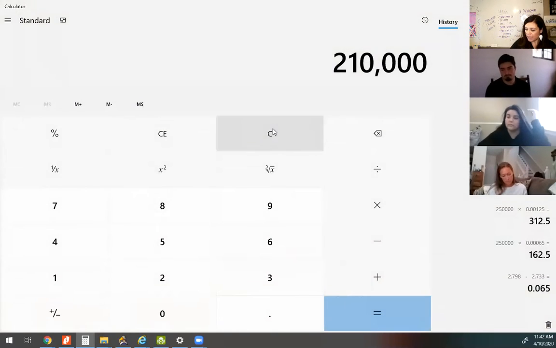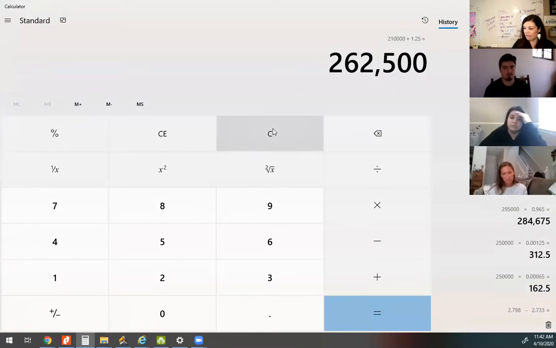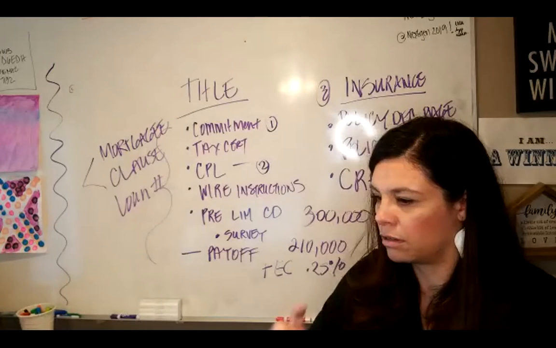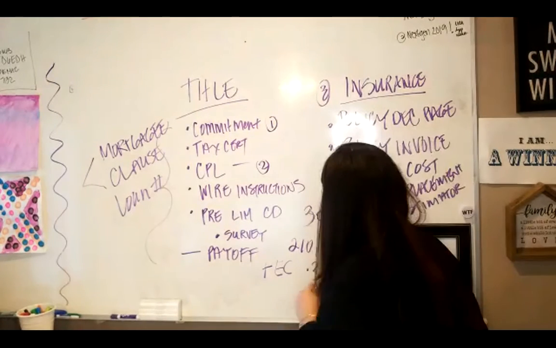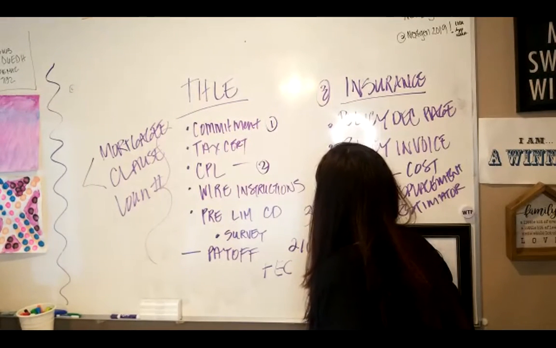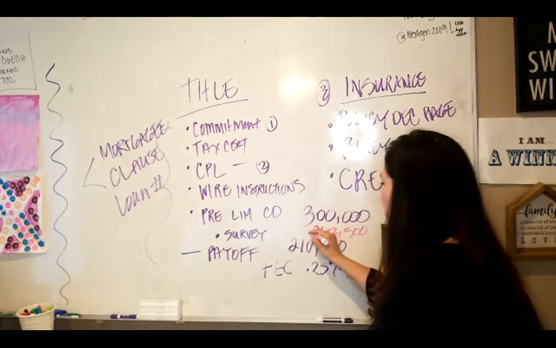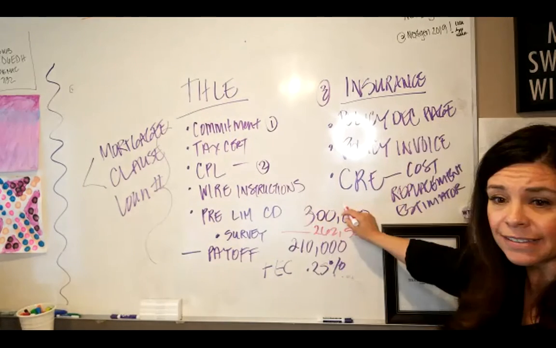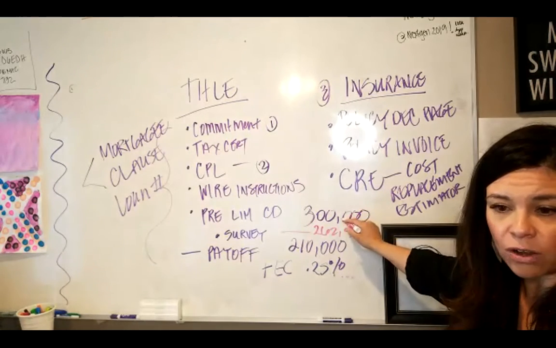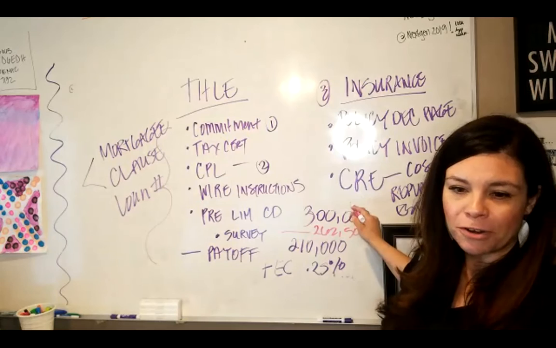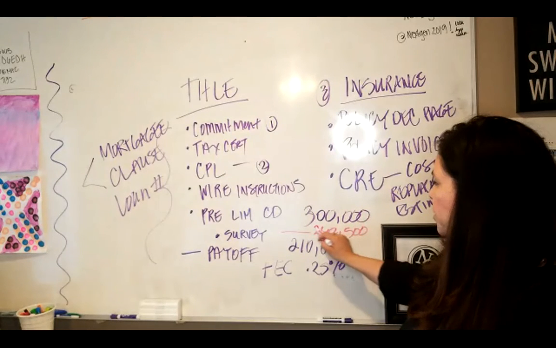They have extended coverage, which means if their costs go above and beyond 210 for any loss, they have an additional 25%. So you're going to take 210 times 1.25. So they have a policy that covers $262,500, which is less than the loan amount we're doing. But the bank is like, oh crap, if that house burns to the ground, we're still on the hook for $38,000 here.